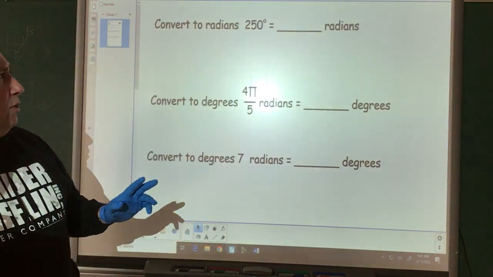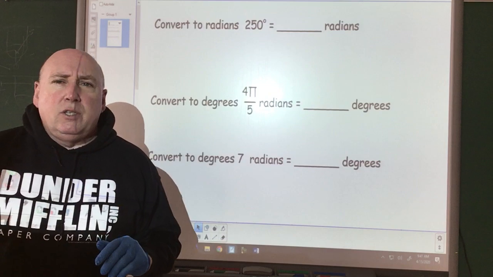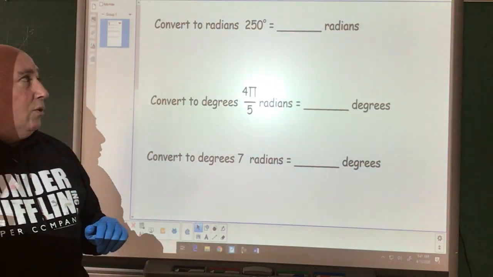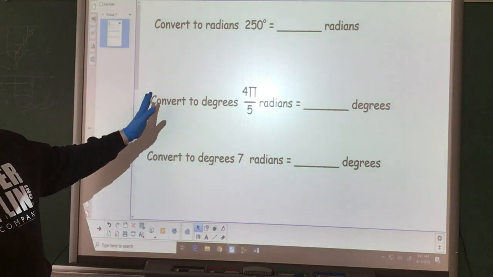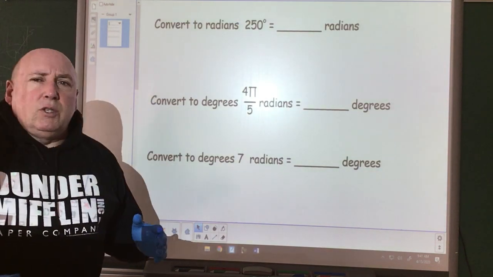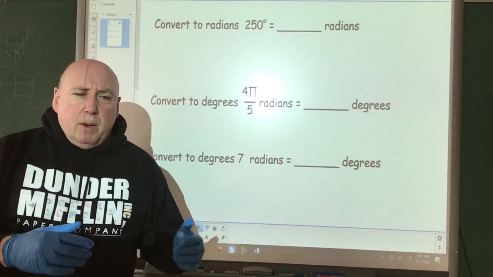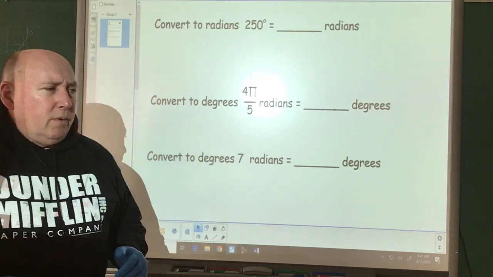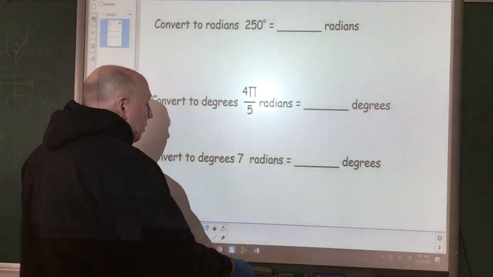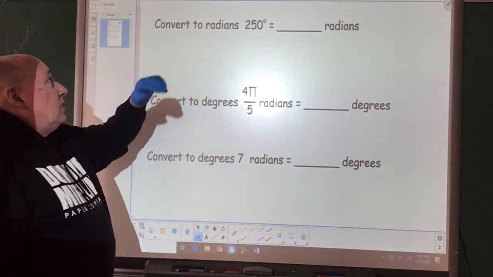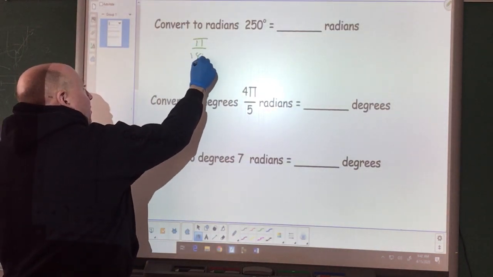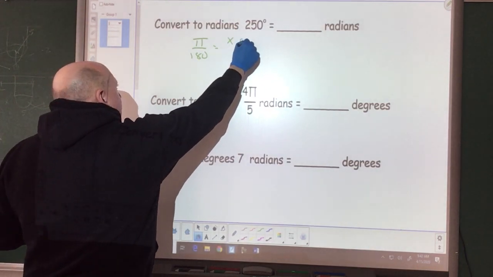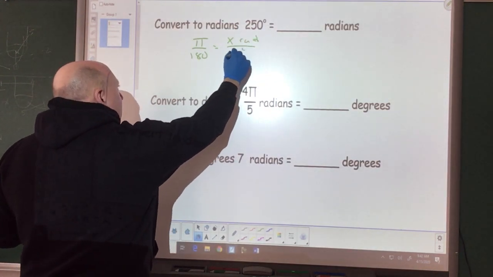But today we'll just do some review problems on how we can do our conversions, dealing with radians and degrees. Also there are problems on the review sheet, so make sure you go through the review sheet. Once again, when we're converting radians to degrees, we have pi over 180 is equal to x radians over theta degrees.